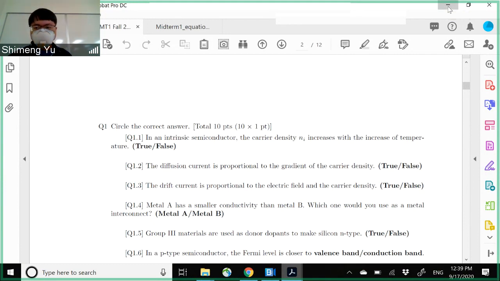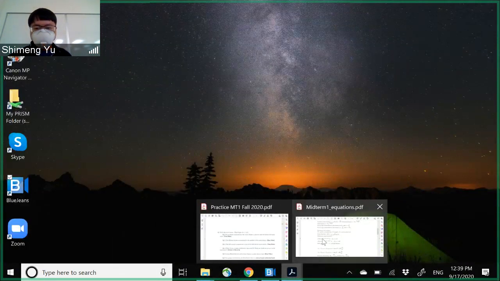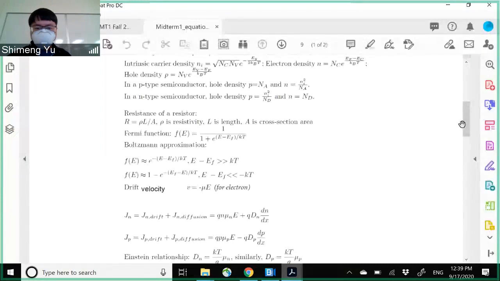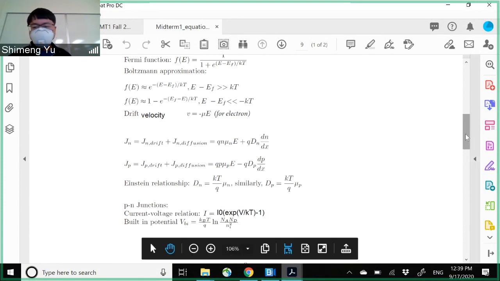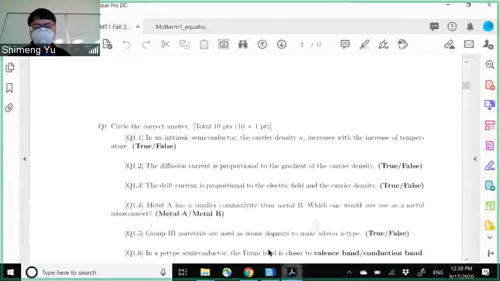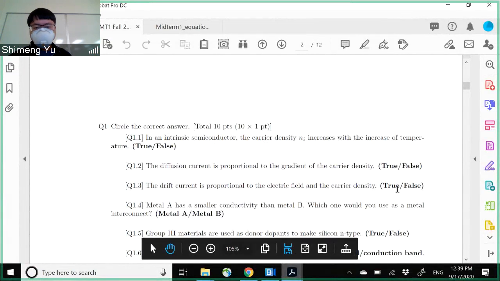Okay, drift current. You can go to the same equation in that equation sheet. The first term is drift, right? Drift is proportional to N, the carrier density, in this case electrons, and then the electric field E, and of course the mobility. So this statement is true. Okay, this is also true.